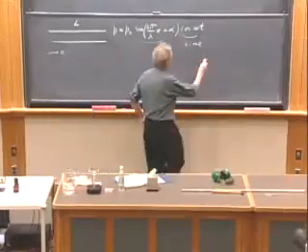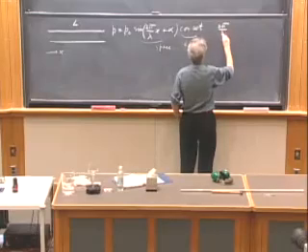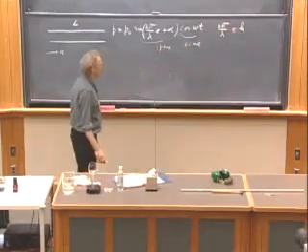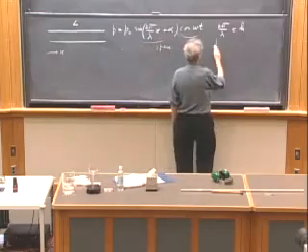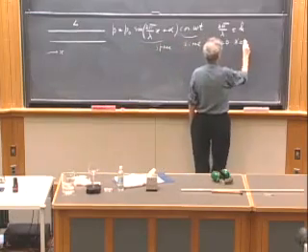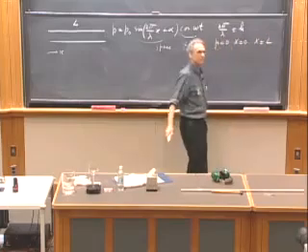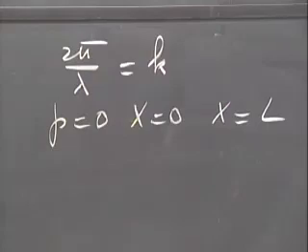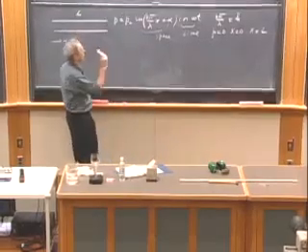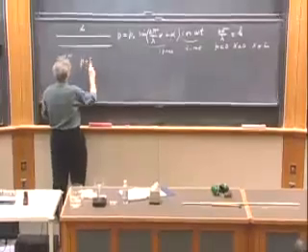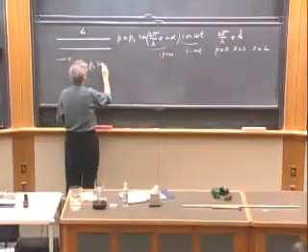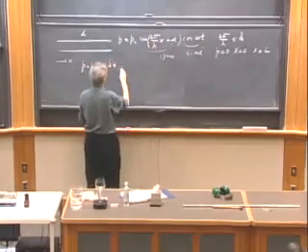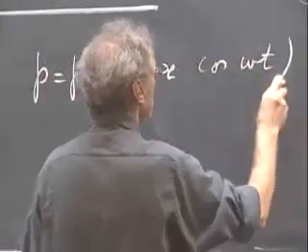I prefer always to write down for 2 pi over lambda k, and I must observe the situation that P must be 0 at x equals 0 and also at x equals L. If P is 0 at x equals 0, immediately you see that alpha is 0. So I'm going to rewrite it now. I'm going to write down P is P0 times the sine of kx. So I'm going to replace this by k. I know that alpha is 0, times the cosine of omega t.